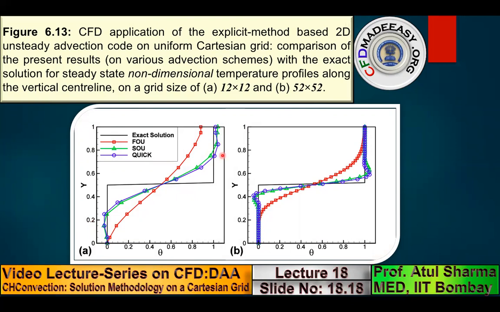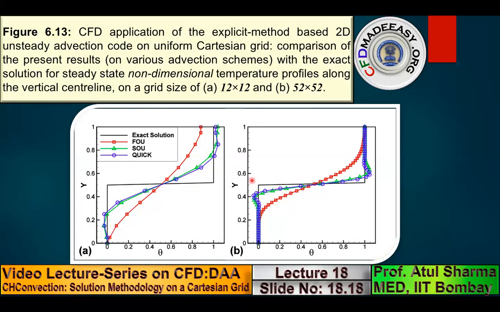So when you apply the first order upwind scheme, it has the characteristic of smearing the step change. And when you apply the higher order schemes, second order upwind and QUICK, although on a coarser grid they also have little smearing, when you refine from 12 by 12 to 52 by 52, they are now able to capture the step change in a much better way. First order upwind has also improved as compared to the coarser grid.